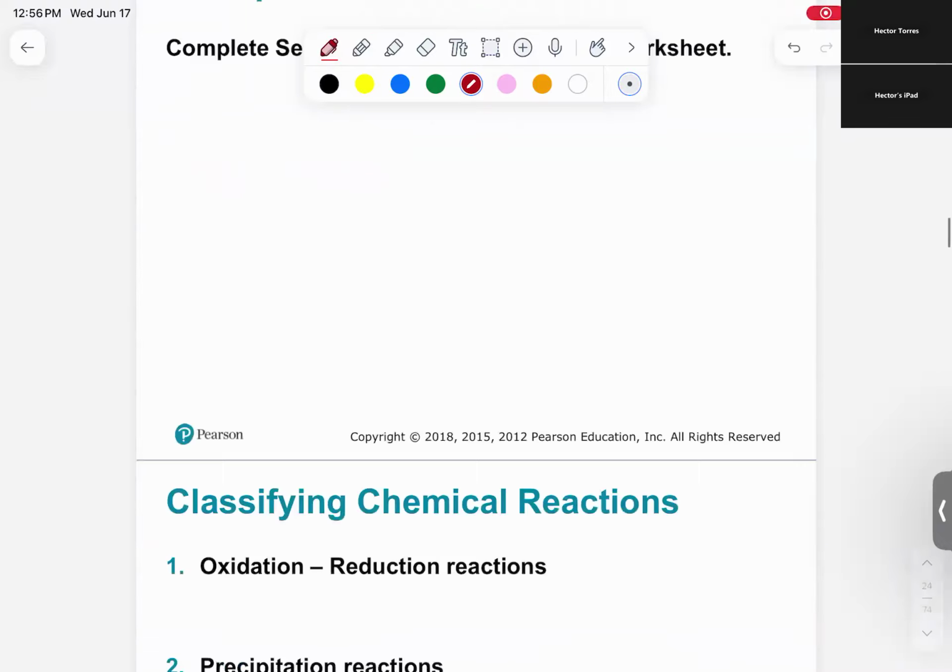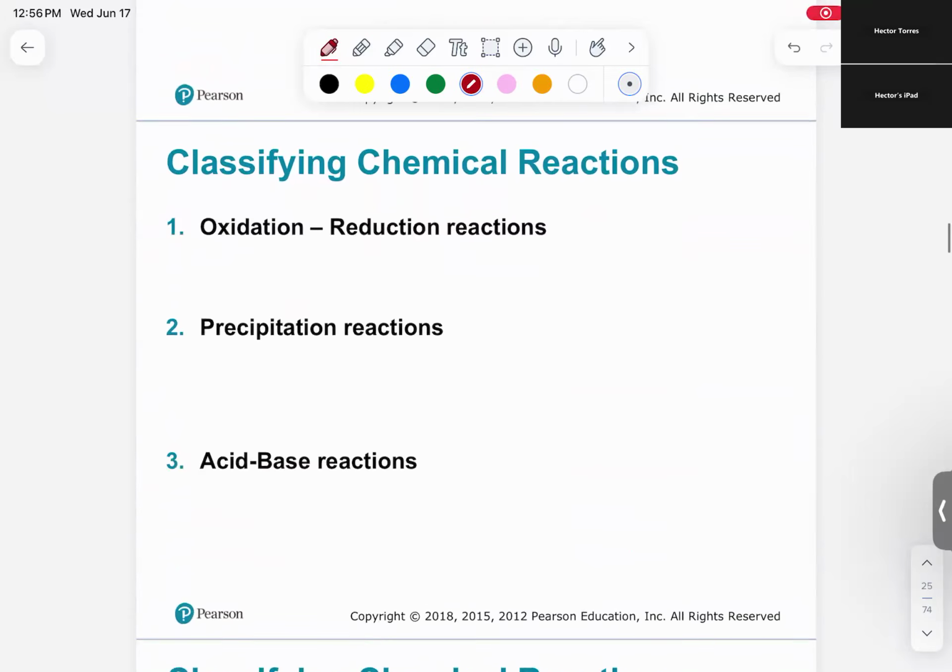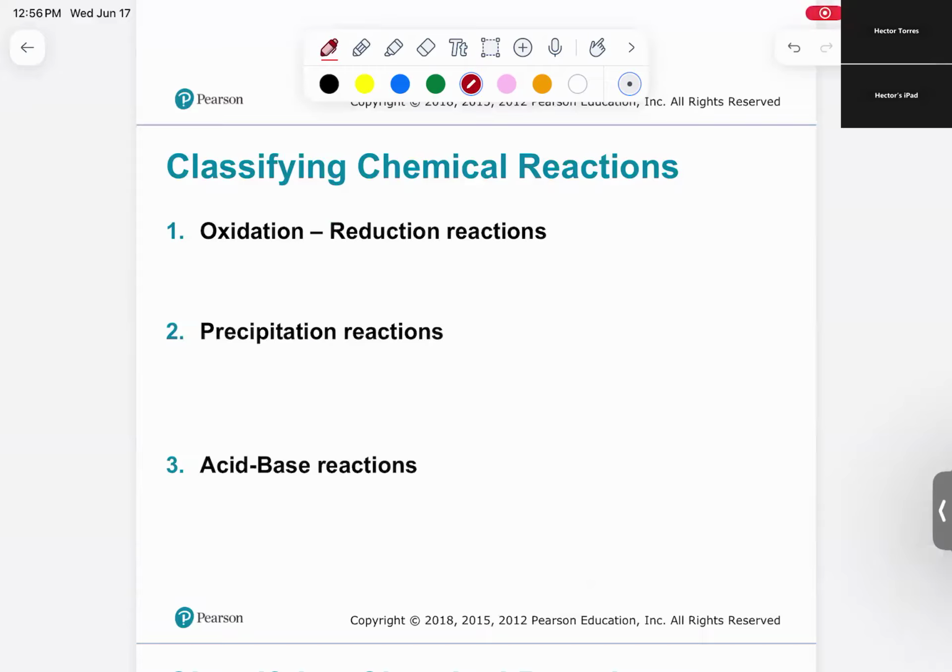Okay, and then we're going to cover one more section. One more topic: classifying chemical reactions. In this class, we're going to learn the 3 main ones. The 3 are going to be oxidation-reduction reactions, precipitation reactions, and acid-base reactions. These are going to be the 3.